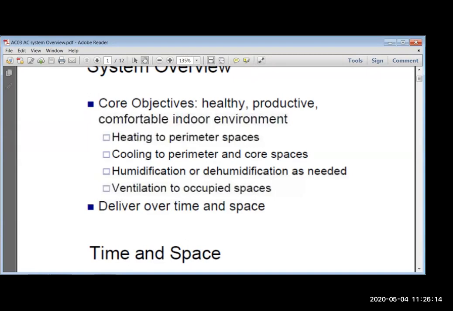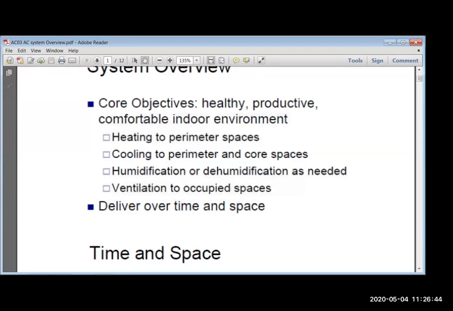Heating to perimeter spaces. What are perimeter spaces? Just imagine a huge building like a hotel, a multi-story building, flats, things like that, and perimeter means the rooms attached to the external wall are called perimeter. They are exposed to the external wall. So, heating to perimeter spaces.